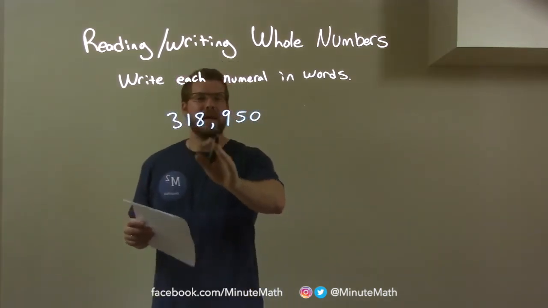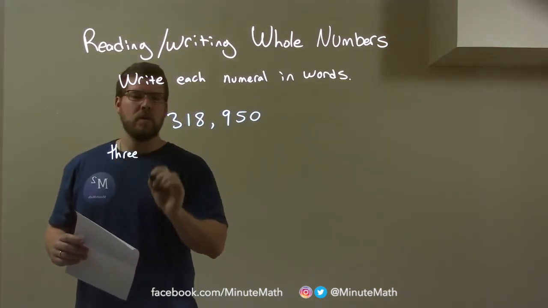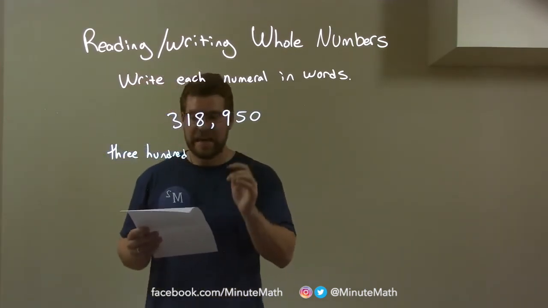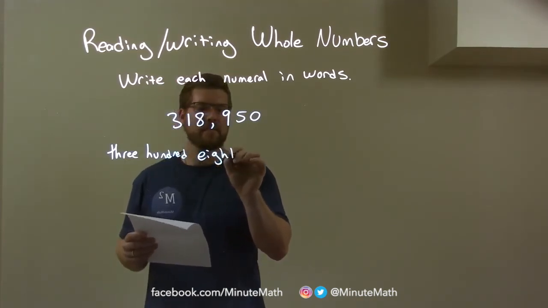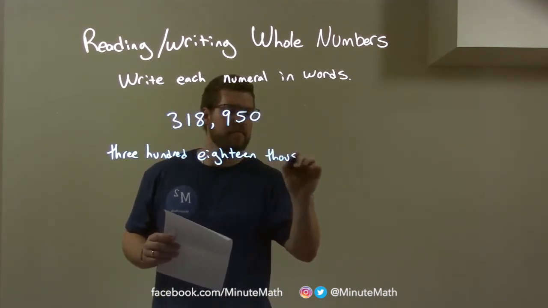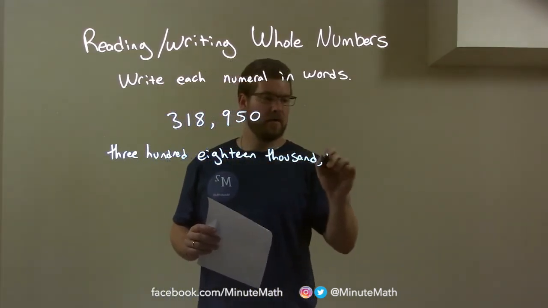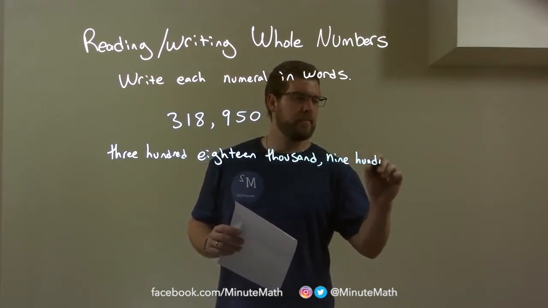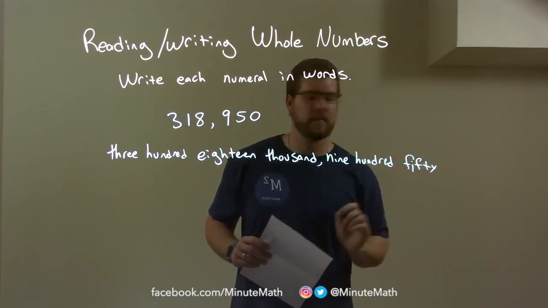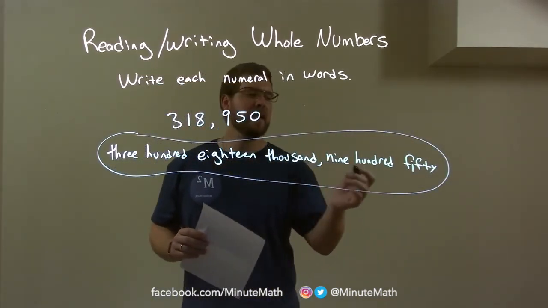318,950. Okay, 318,950. Right. First part is a 3, so we have 3 here. But it's 300, right? So 300, and then we have a 1, 8 is 18, right? So we have 18. Okay, but this is because it'd be in the thousands, right? So 1,000. So 318,000. Then the last part here was 900. So 900, and then it's just 50. 950. So we have, again, our final answer, 318,950.